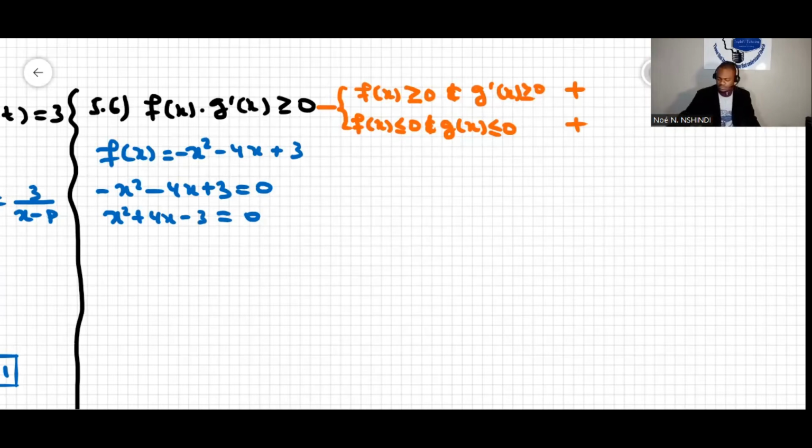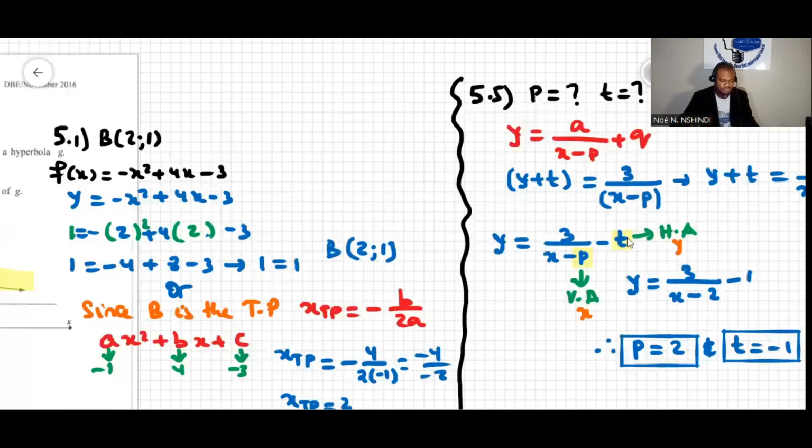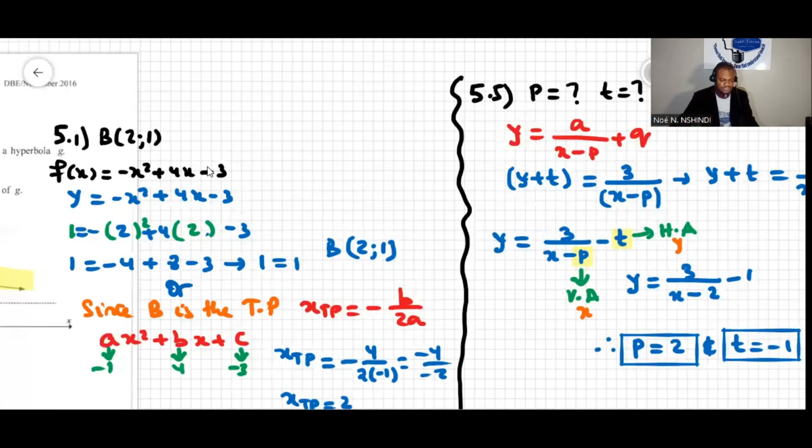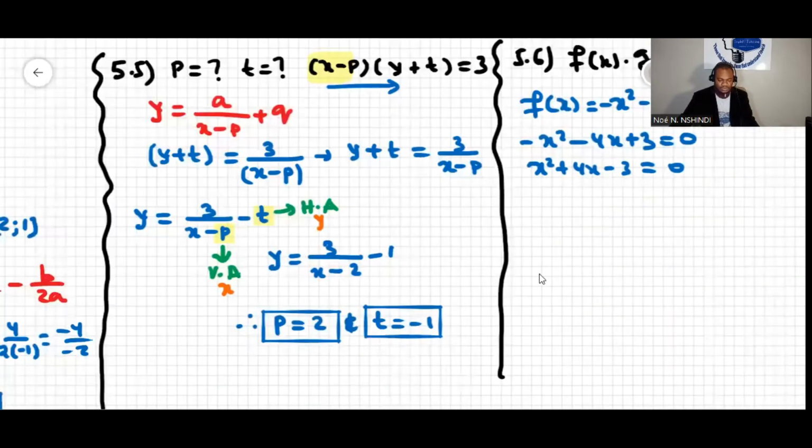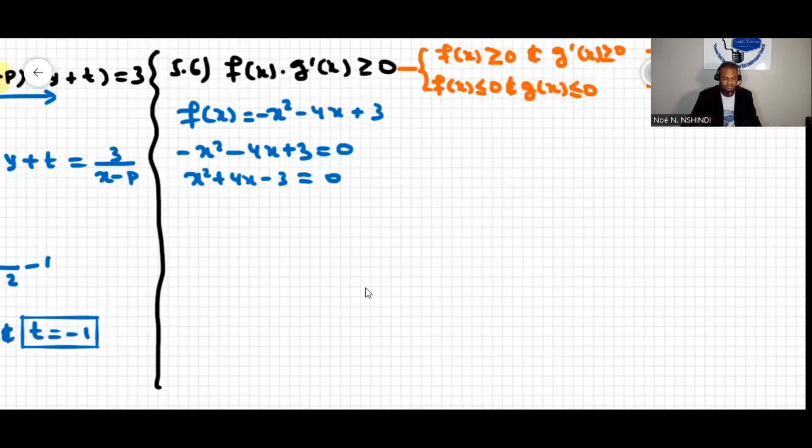No, excuse me, initially f of x was negative x squared plus 4x minus 3. Excuse me, it was initially positive here. So this one will be negative. Yeah, it's going to be negative here if I times by -1.